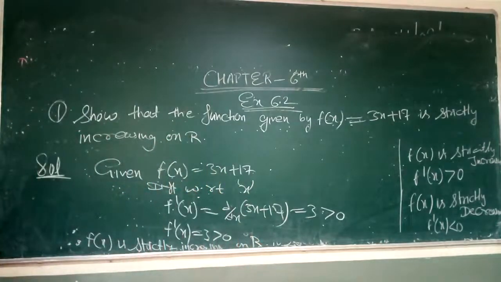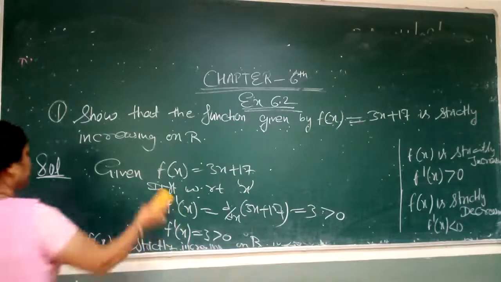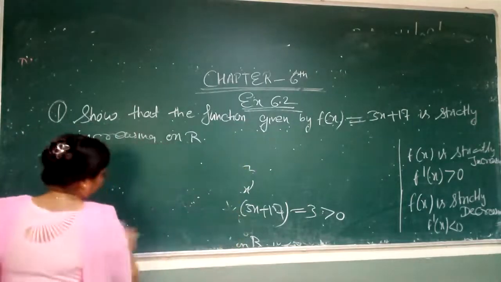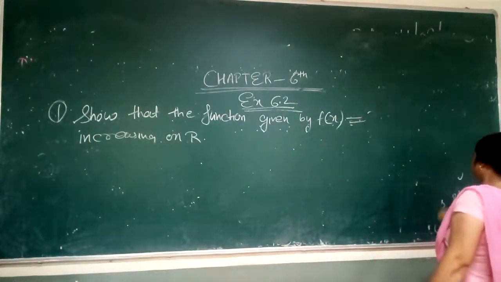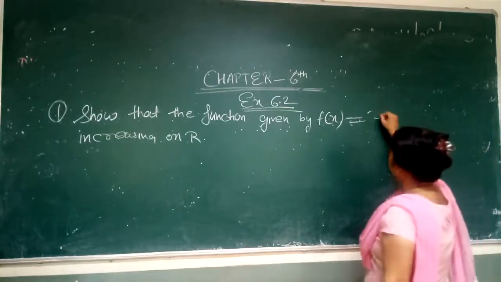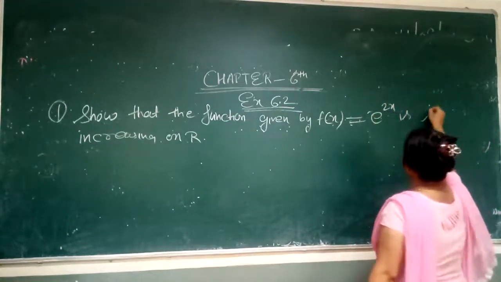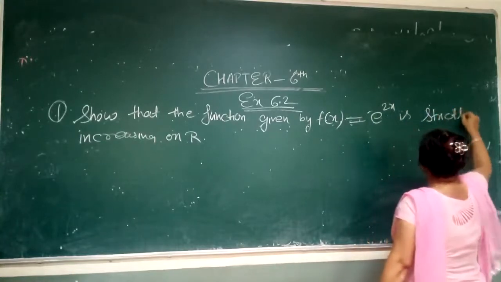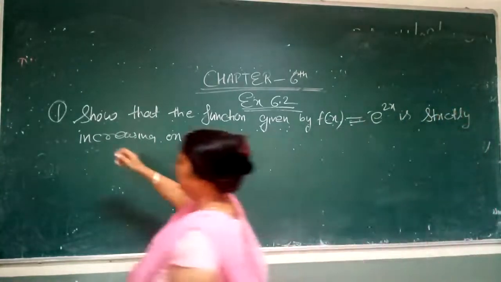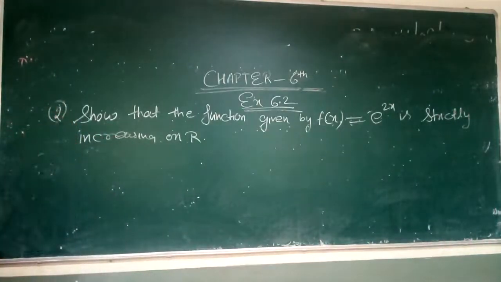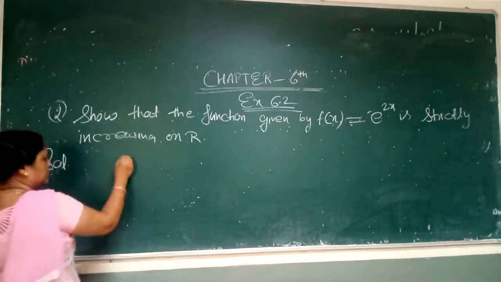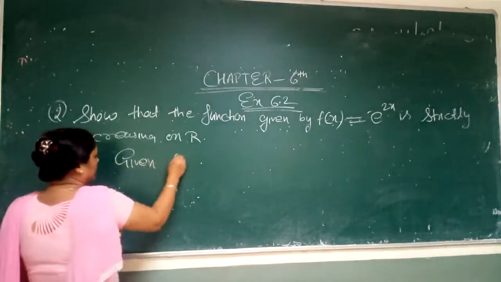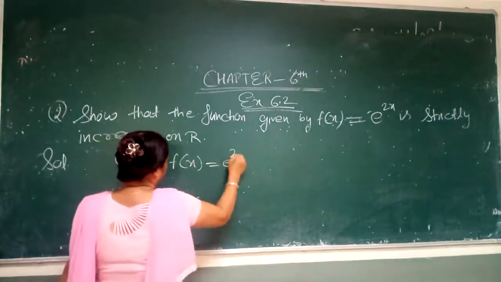In the second question, we have to show that the function given by f(x) is equal to e raised to power 2x is strictly increasing on R. So in this question what is given? f(x) is equal to e raised to power 2x.